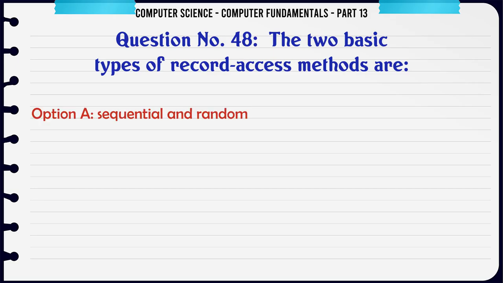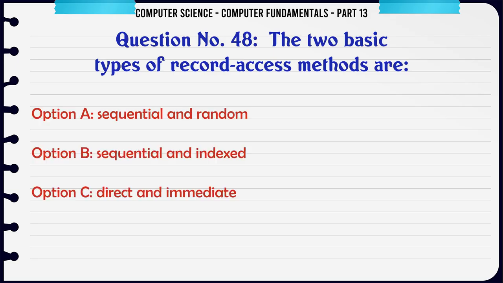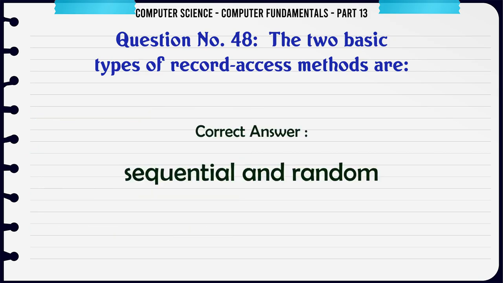The two basic types of record access methods are A. Sequential and random. B. Sequential and indexed. C. Direct and immediate. D. Online and real time. The correct answer is sequential and random.